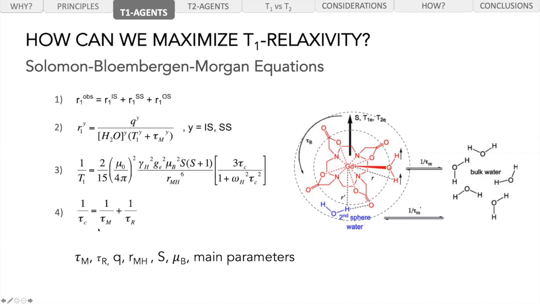One can see that by following these equations, there are many parameters, but the main ones that we can manipulate are really the residence time, so how long that water actually stays bound to the gadolinium before it takes off to transfer to the bulk water; the rotational dynamics, so how fast this molecule tumbles; the number of water molecules coordinated with the center; the distance; the spin number; and the magnetic moment of the center.